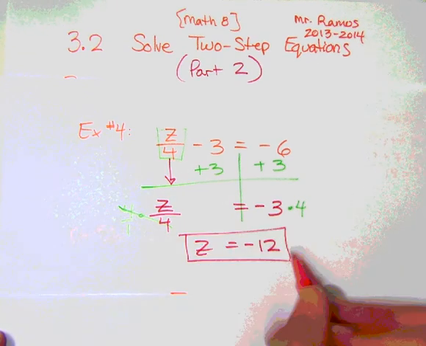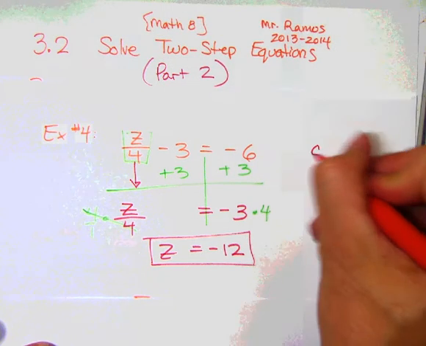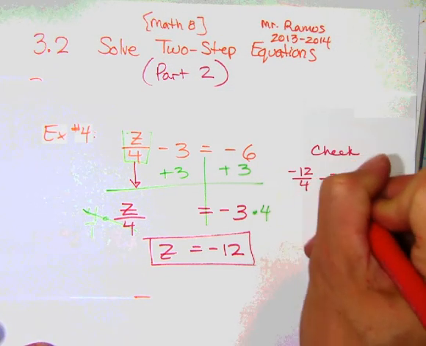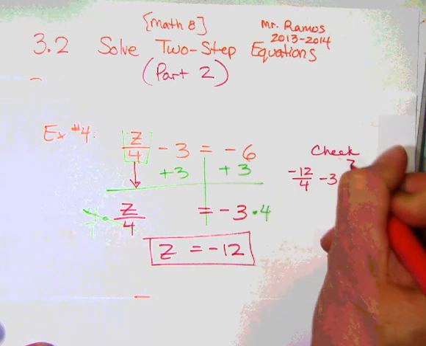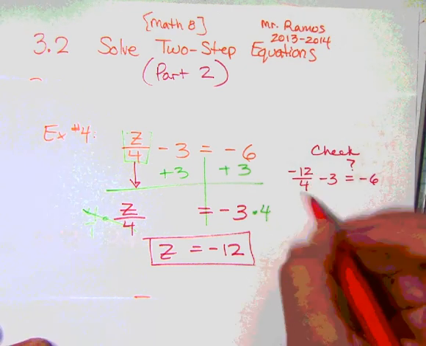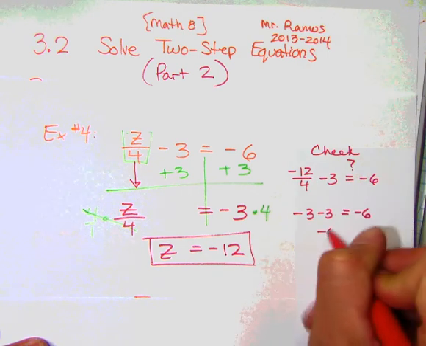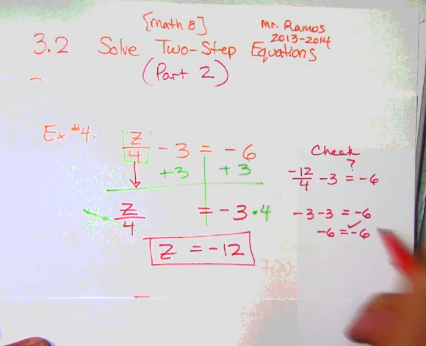And so there's my solution, and I'm going to double check my work. So here's my check. I'm going to go -12 divided by 4 minus 3. Will that equal -6? It's the question. -12 divided by 4 is -3, and I subtract another 3 from there. That gives me -6. And so, yes, it did work out.